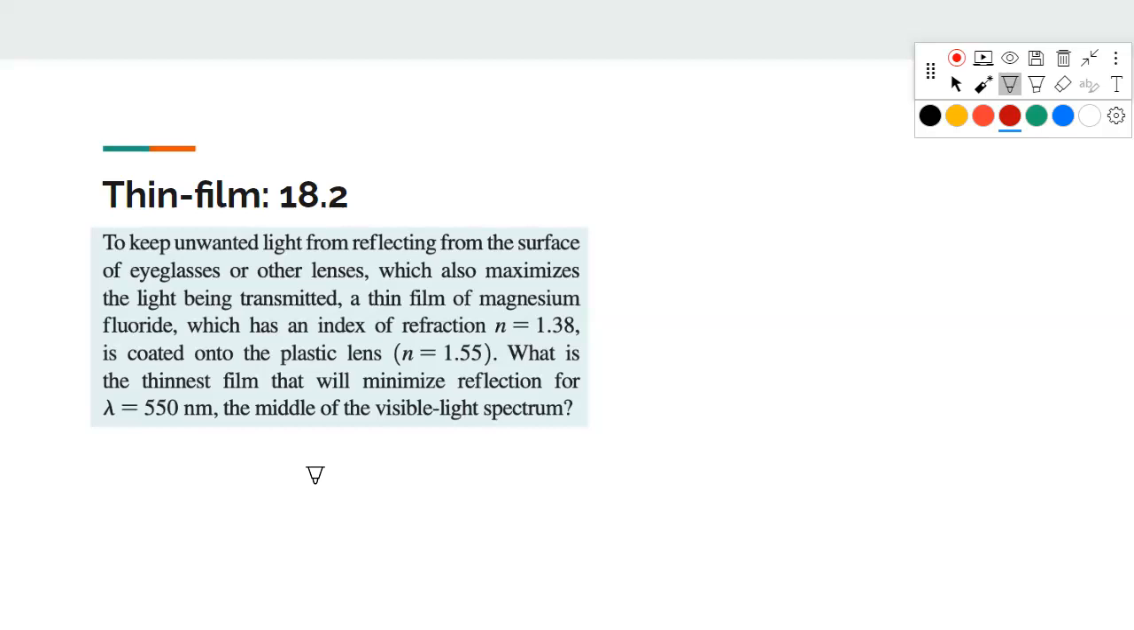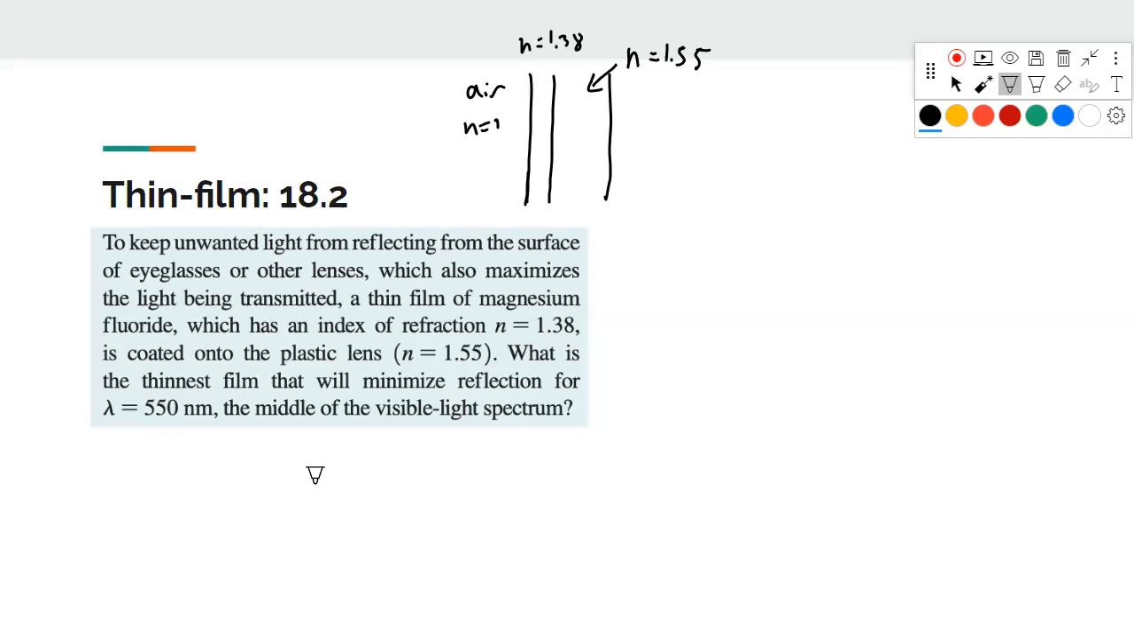A thin film of magnesium fluoride, which has an index of 1.38, is coated onto a plastic lens with an index of 1.55. What is the thinnest film that will minimize reflection for a lambda of 550? Okay, so the first thing to do in these problems, like many physics problems, is to draw a picture. So we have air that we can put on the left, which has an N of 1. And then we have our thin film, which has an N of 1.38. And then behind that, we have our plastic glasses lens, which has an N of 1.55.